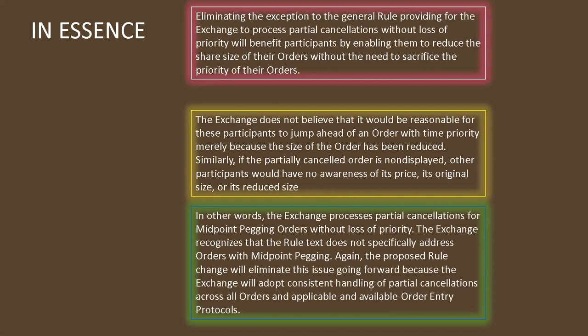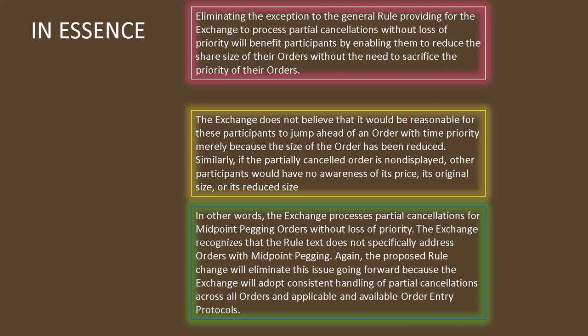So in essence, basically, the exchange is eliminating the exception to the general rule providing for the exchange to process partial cancellations without loss of priority will benefit the participants by enabling them to reduce the share size of their orders, again, without losing that time priority. The exchange does not believe that it would be reasonable for these participants to jump ahead of an order with time priority merely because of the size of the order has been reduced.